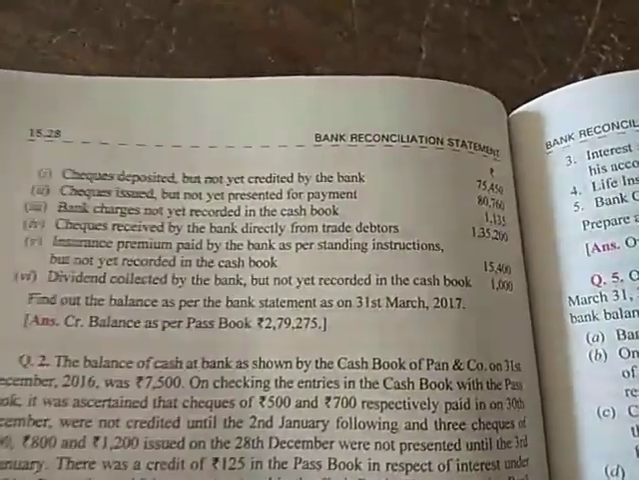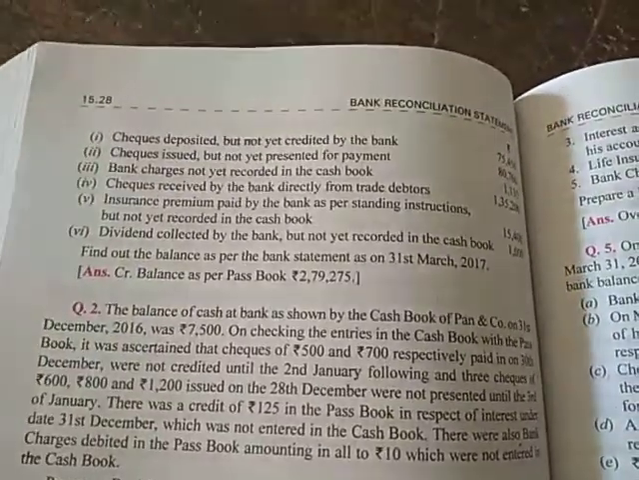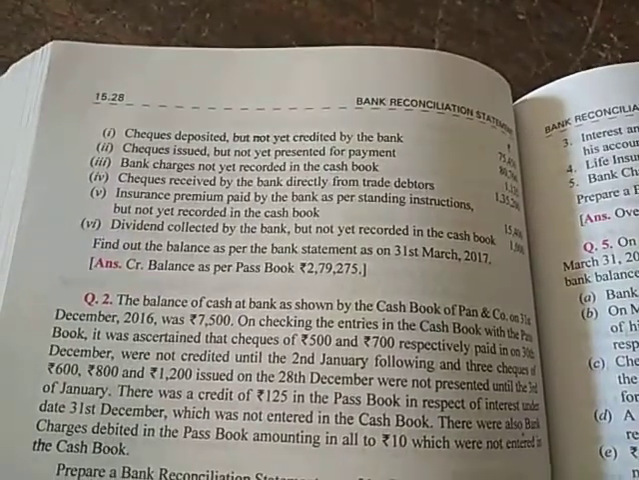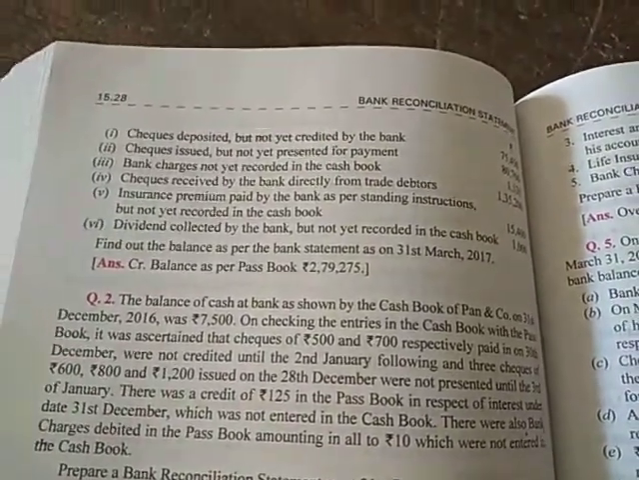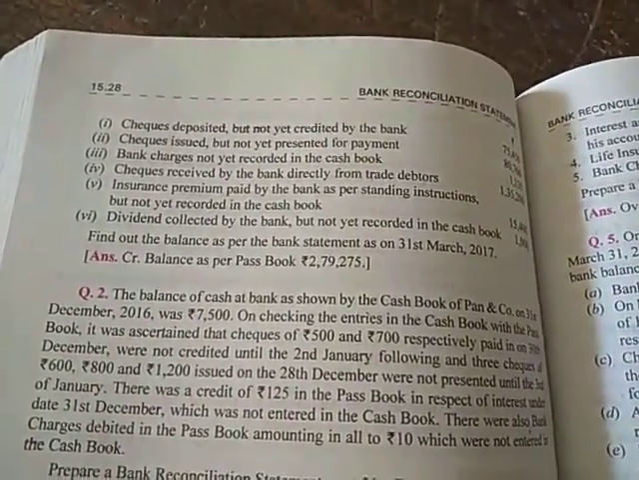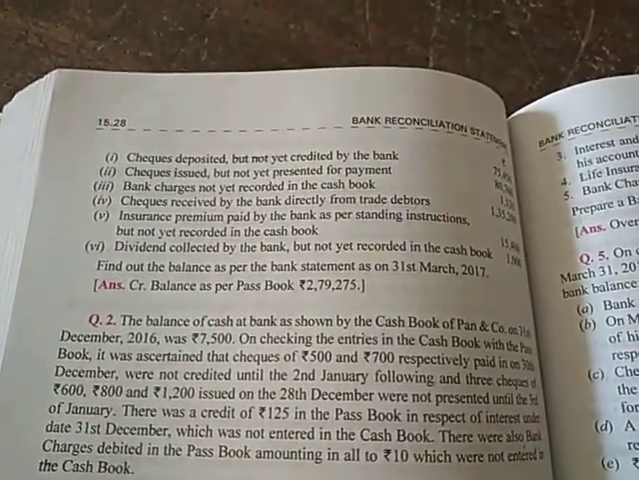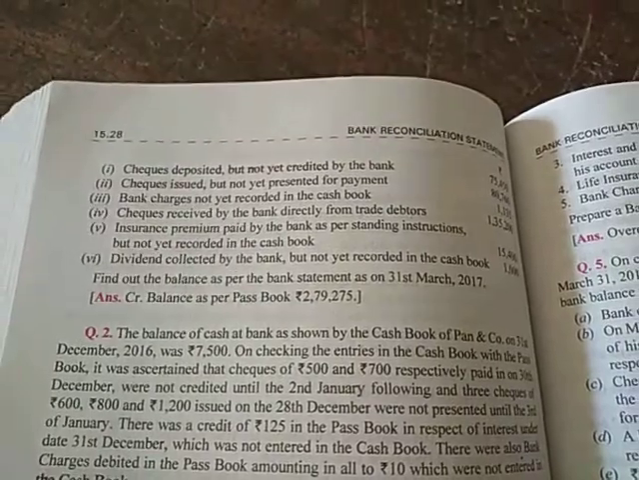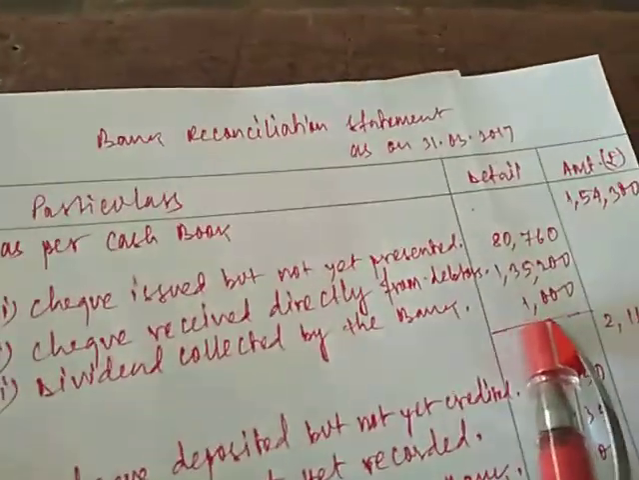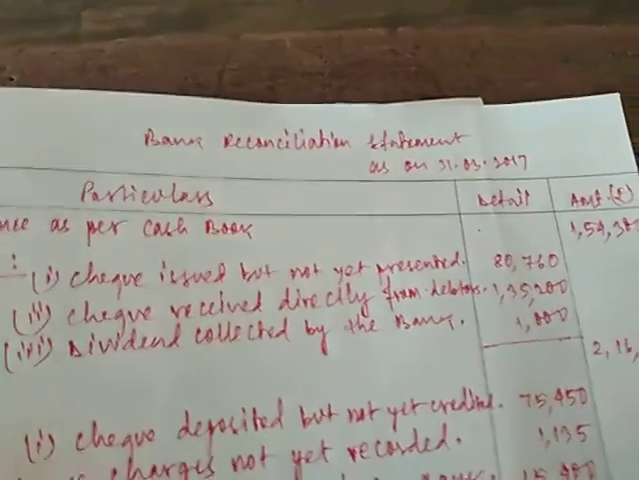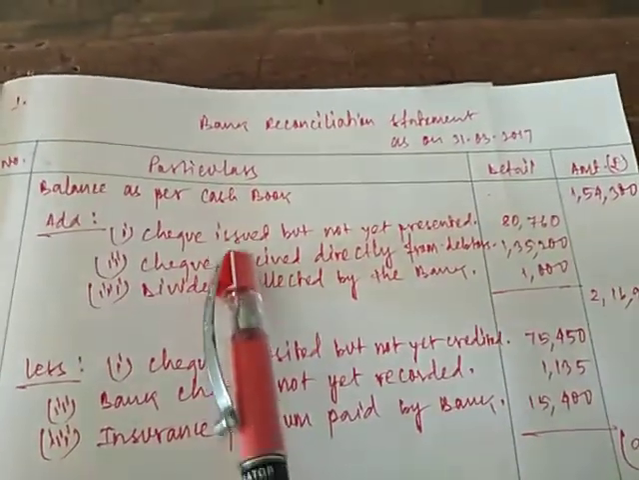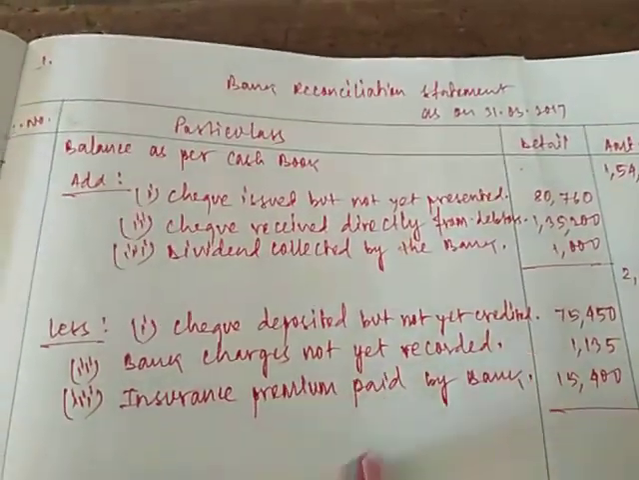And at last, number 6, dividend collected by the bank but not recorded in the cash book. The bank has collected some dividend on my account, and that dividend is till now not recorded in the cash book as I did not have any information regarding that. So I will also record that dividend in my cash book. So dividend collected by the bank, 1,000, I have added here. Now you can see you have 3 items under add and 3 items under less.